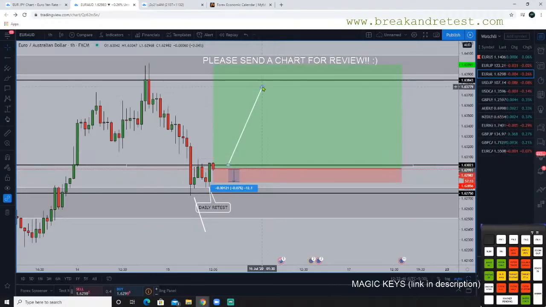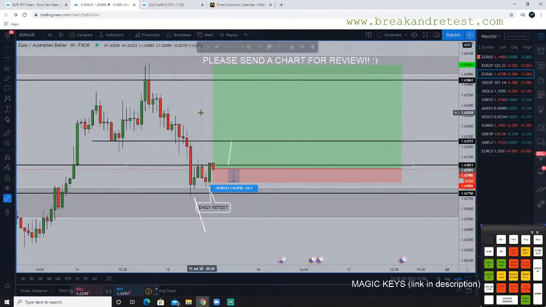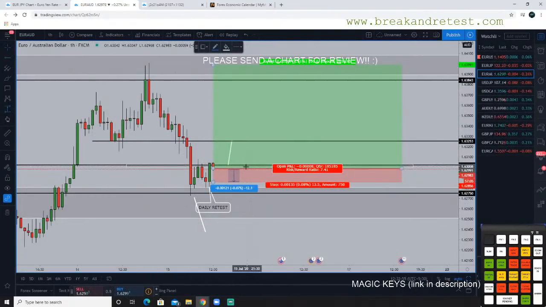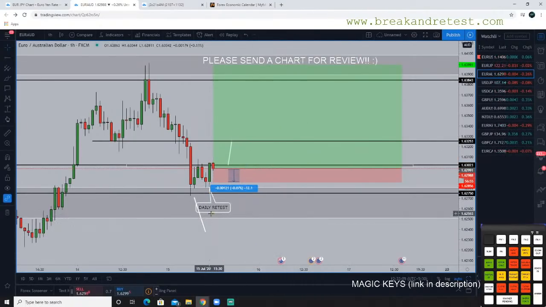So first target, I think most likely it's gonna be this one, because I see some rejections at this level, and that's a 25 pip range to fill. Then after that we can see another push to the upside, but that's gonna be the first target.